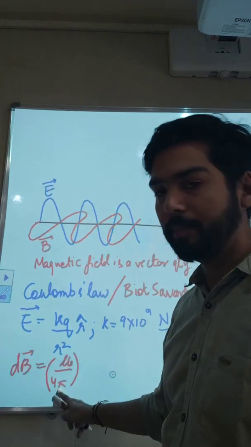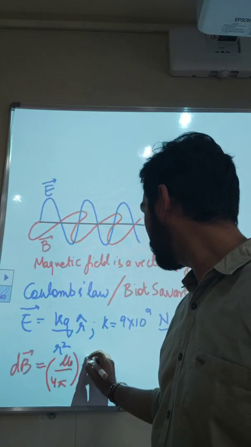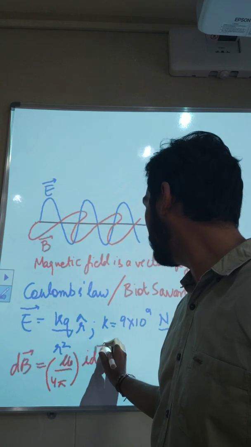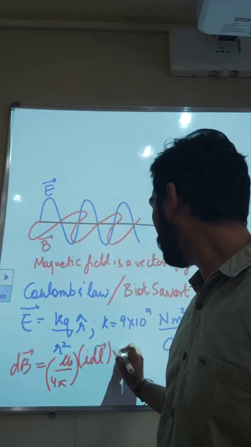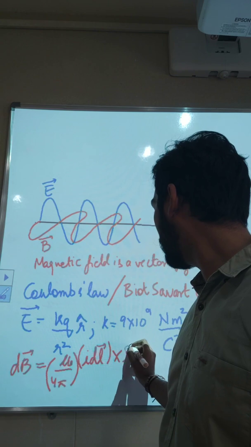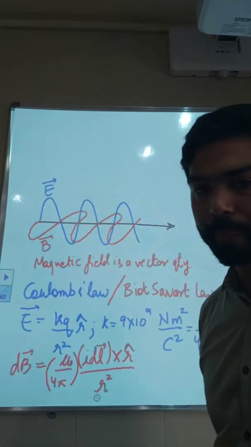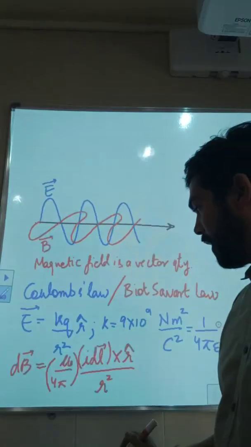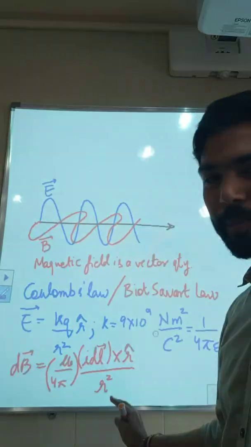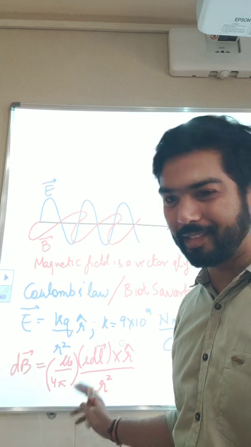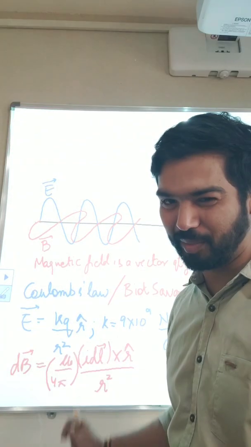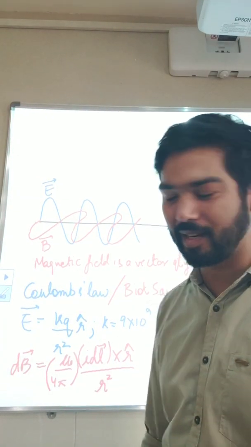This is mu naught divided by 4 pi times I dl cross r cap over r square. Okay, now at first glance you may be thinking that this looks nothing like Coulomb's law, but if I explain it to you, you will actually start seeing that.